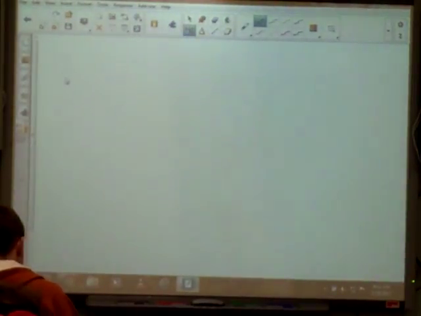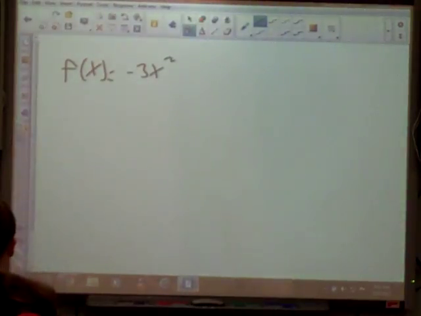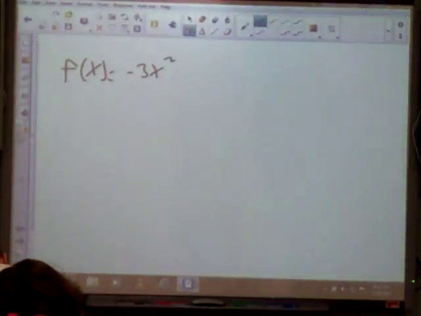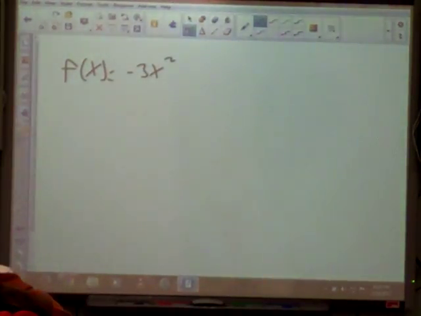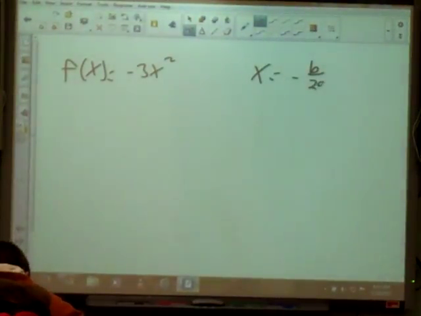Alright, we've got f of x is equal to negative 3x squared. Right now all I want to know is what's the vertex. This is an easy one, but it tricks people because you don't have a whole lot of information. First off, what form would that be in? I gave you a standard form and a vertex form. It's in standard form. Standard form, we do the opposite of b over 2a.